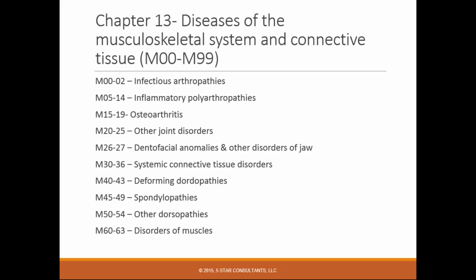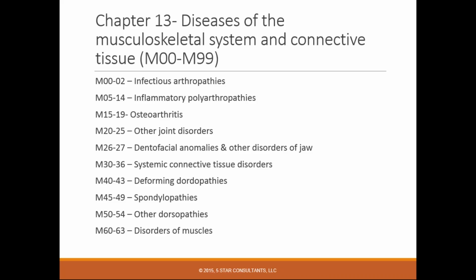All right, Chapter 13, M00 to M99. Might be running a little bit over here. I'm only at M. Of course, I'm going to skip the maternal, child, and peds and congenital chapters. But here's where we have our infectious arthropathies, our polyarthropathies. Our osteoarthritis, unspecified, is M15.0, and all the osteoarthritises are in M15 to 19. Other joint disorders, dentofacial and jaw disorders, connective tissue disorders are in the M30 to 36.